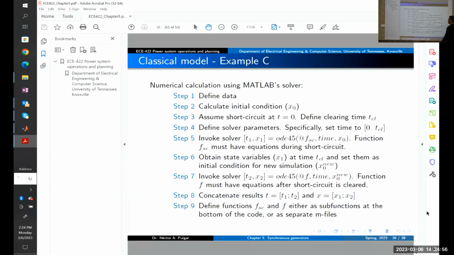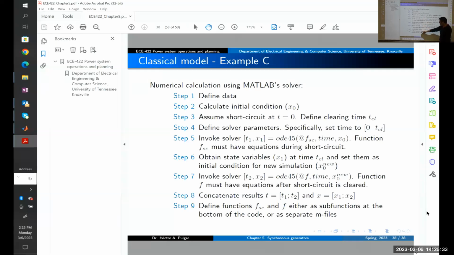during the short circuit. The time is going to be 0 to 0.1, and x0 will be the initial condition, the equilibrium point. And this function needs to be defined at the bottom as a subfunction or in a separate file and need to have the name fsc.m. When we get the solution, MATLAB with the solver will give you the solution for this. The first column is going to be delta, second column of x1 will be the speed.